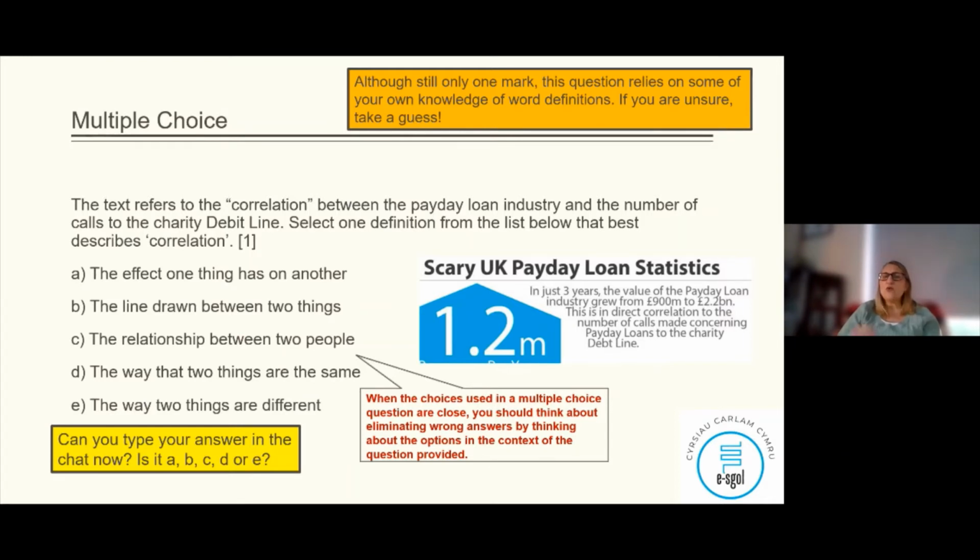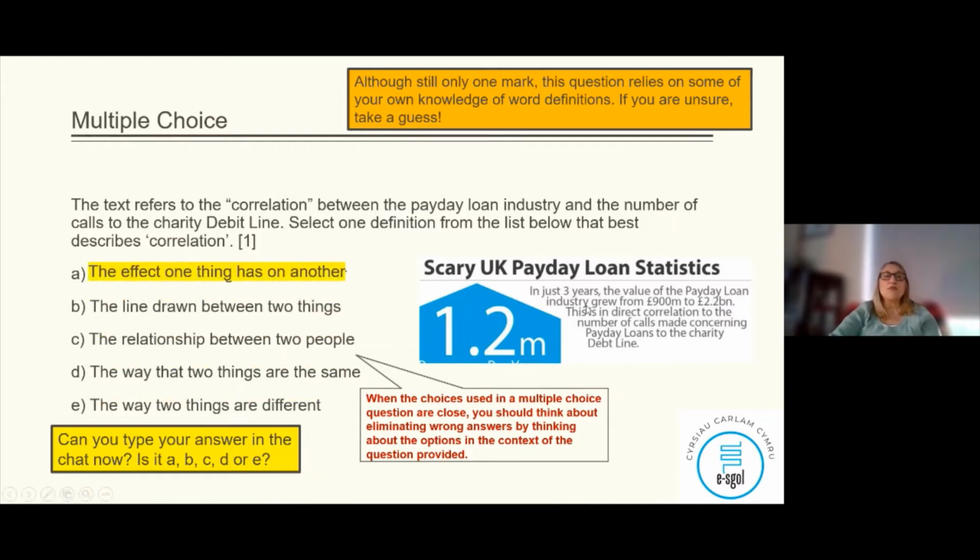So it wouldn't be about the way two things are different. It wouldn't be about the way two things are the same, because although they're the same in terms of growing, they're a different need almost. Some people need loans, but as a result of that, they need help from charity debt lines because they're struggling to pay the money back. So the answer is actually A.